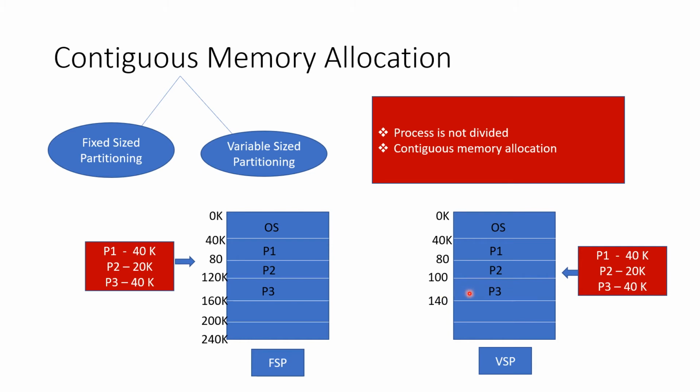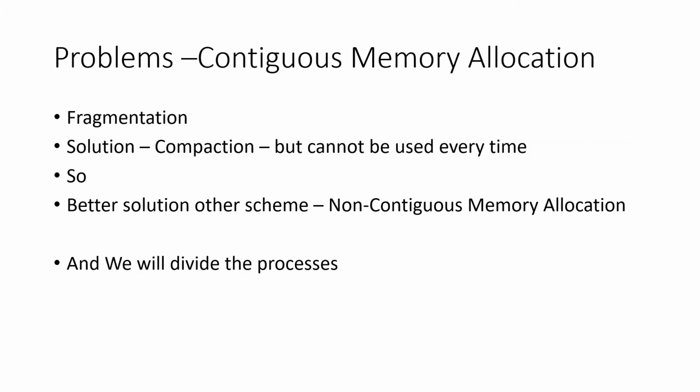But the problem is, when the memory is left in this manner and another process arrives, if we do not have sufficient memory, then it leads to the external fragmentation problem. So this contiguous memory allocation has a problem of fragmentation. In the last video, we also saw that compaction is a solution to this problem, but compaction cannot be used every time. So a better solution to this problem is that we move on to another type of memory allocation scheme, that is non-contiguous memory allocation.